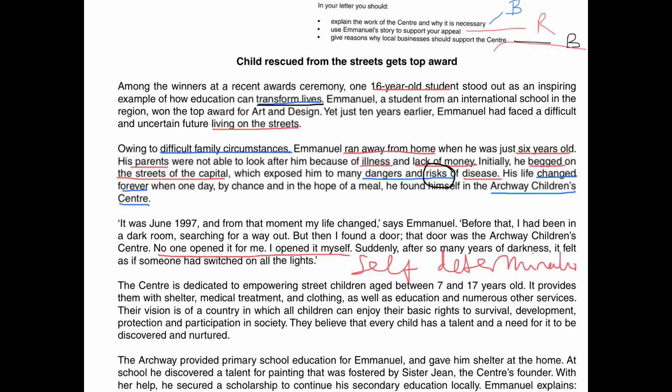Self-determination. Which means that he's taking his destiny into his own hands, but that was all possible because of Archway.